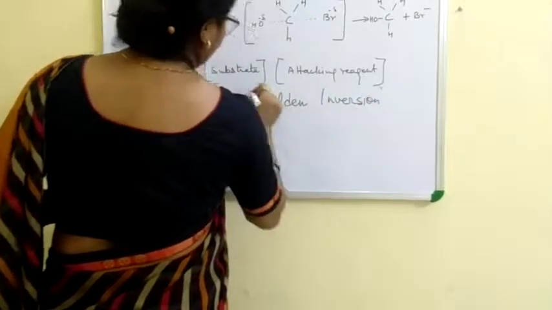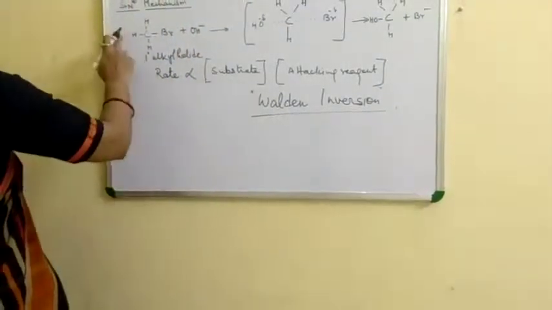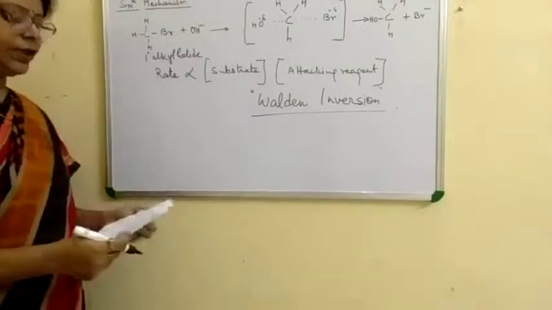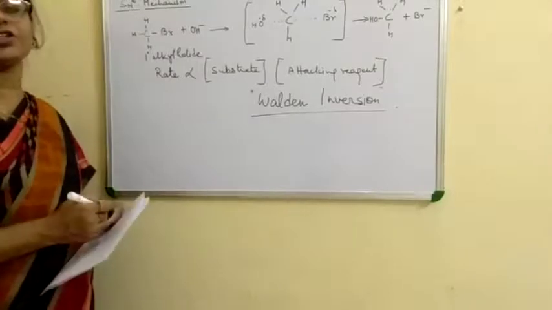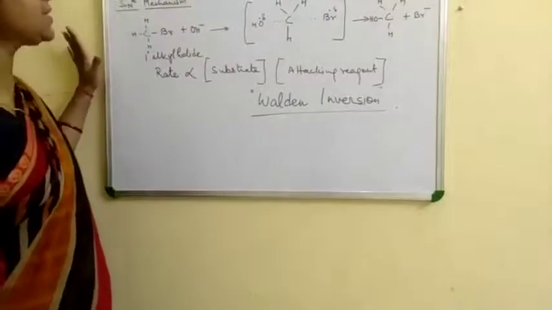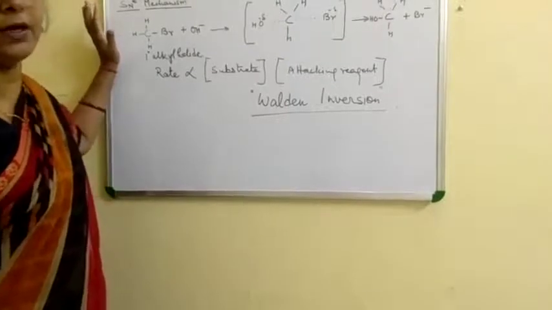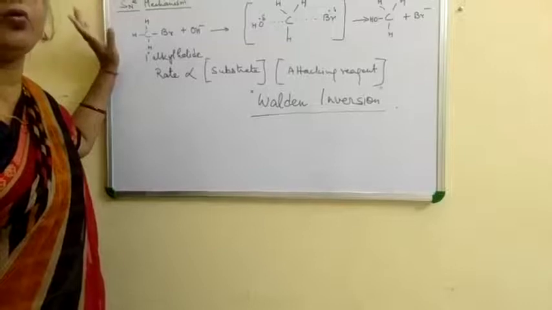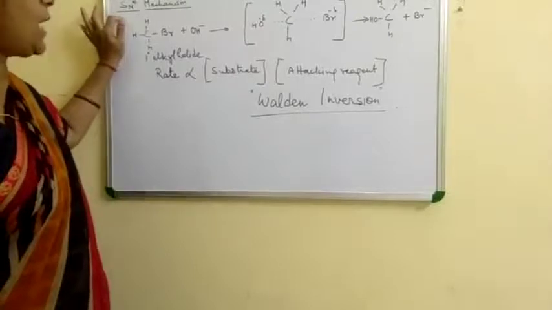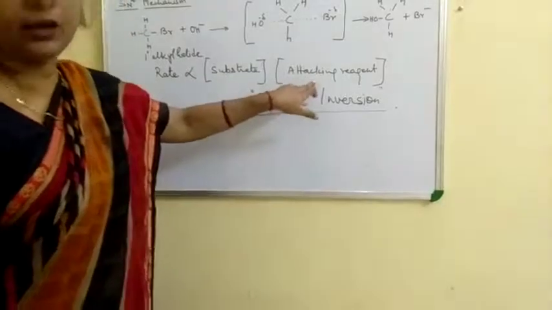This inversion or change in configuration is known as Walden inversion, and this is the mechanism of the SN2 reaction. There are some differences between the SN1 and SN2 reaction mechanisms. First, the SN1 reaction is known as a unimolecular reaction mechanism because the rate of the reaction depends only upon the substrate molecule. Whereas the SN2 reaction is known as a bimolecular reaction mechanism because the rate of reaction depends upon both the substrate and the attacking reagent.